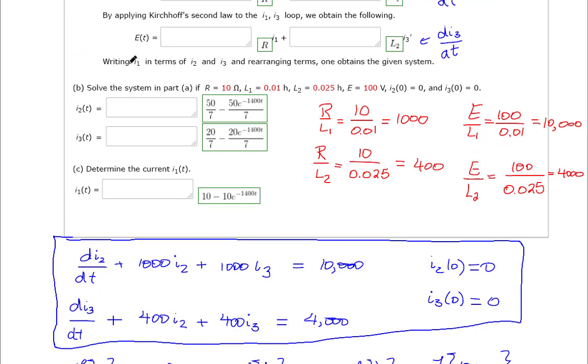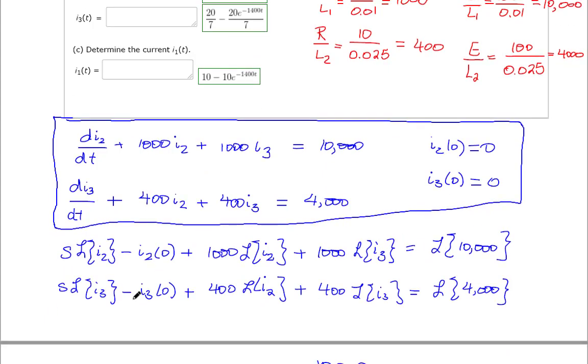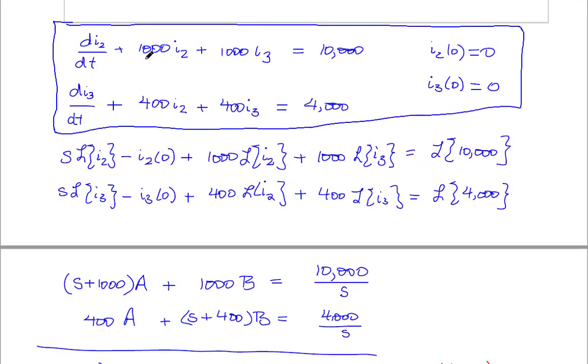Alright, so what I did was I used the resistance of 10 ohms, 0.01 henries, 0.025 henries. E is a constant voltage source of 100 volts. The initial currents are 0. So in the first equation, I divided everything by L1, and in the second one by L2. Filling in the values of R, L1, L2, we get our constants for our differential equation, and that appears here in this blue box.